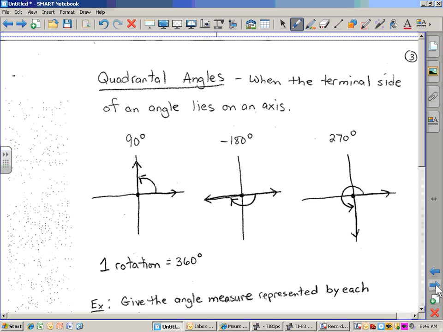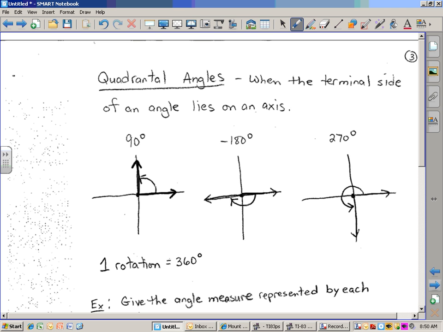Okay, another vocabulary word, a quadrantal angle. When the terminal side of an angle lies on an axis. So if your angle that is drawn stops on an axis, we call it a quadrantal angle. I have several examples here. The first being 90 degrees. We have our initial on the x-axis in standard position, and the terminal is ending on the positive y-axis. That's a quadrantal angle of 90.